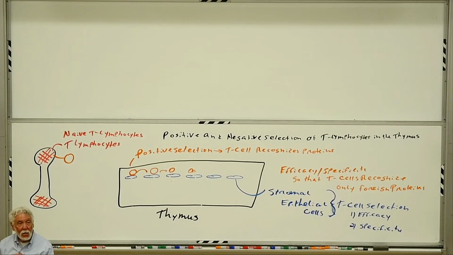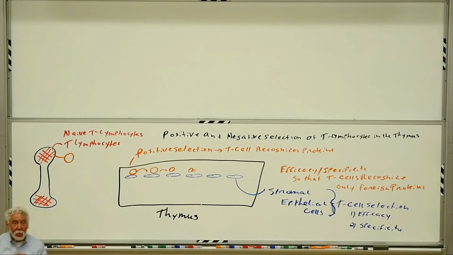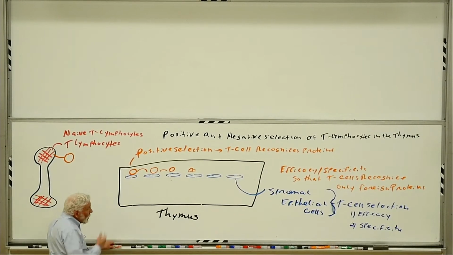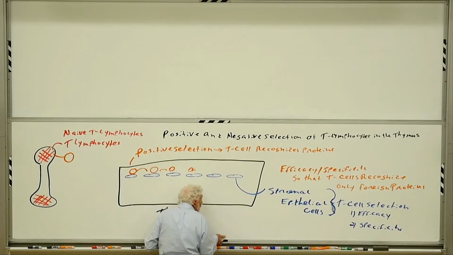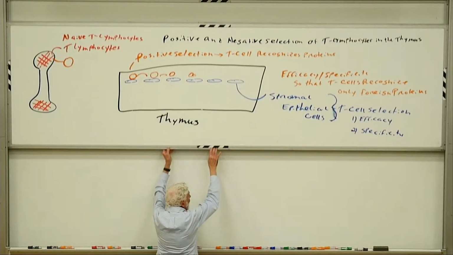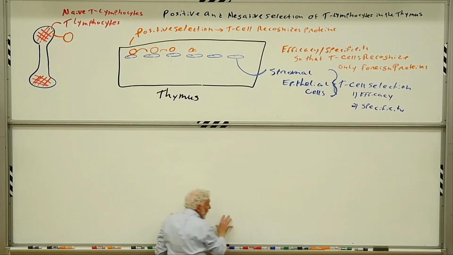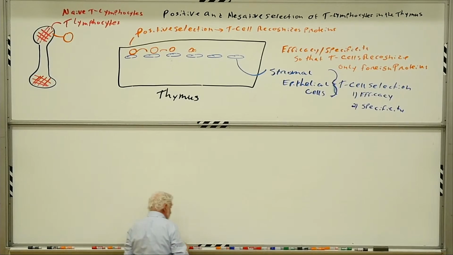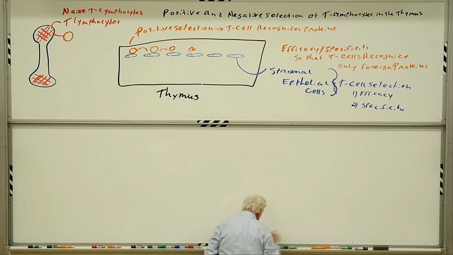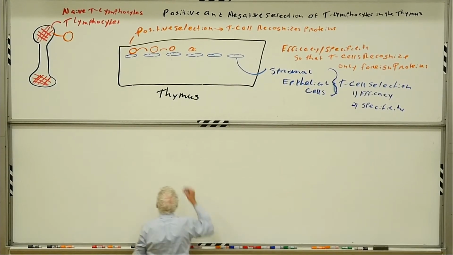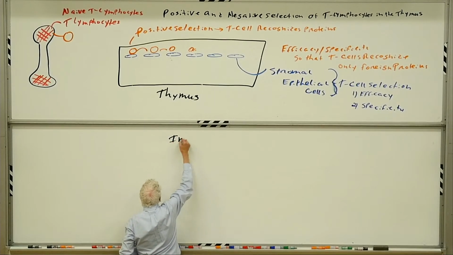Anything else? Okay. So that's basically how we select those T lymphocytes. So now let's talk a little bit about the immune system. And we can organize the immune system at different levels. So we're going to take this heading and call it the immune system.